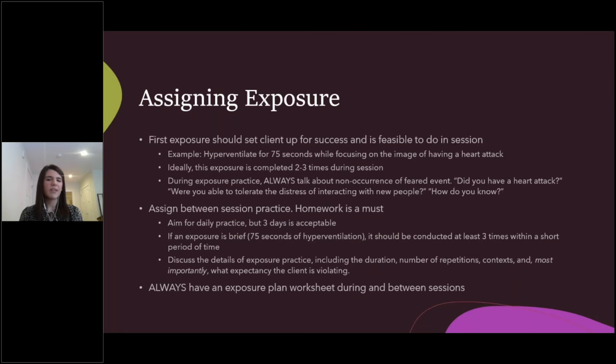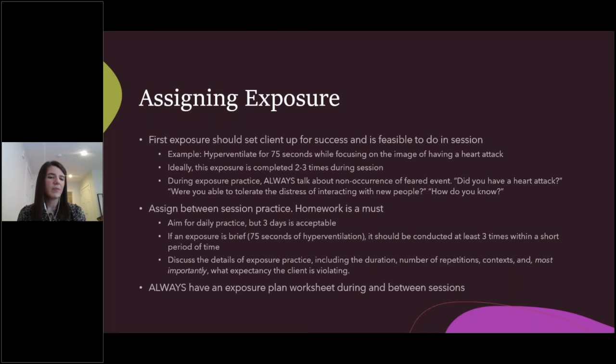So during the exposure practice, you always want to talk about the non-occurrence of the feared event and have your client articulate the non-occurrence of the feared event. And you will ask targeted questions to have them be able to articulate it. I have more examples later of those questions. So asking the client, did you have a heart attack? Were you able to tolerate the distress of interacting with new people? How do you know? And again, making sure that the client is the one who's articulating. We don't want to give them the answers because learning will not occur that way.